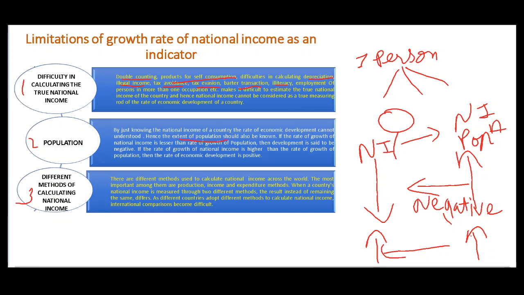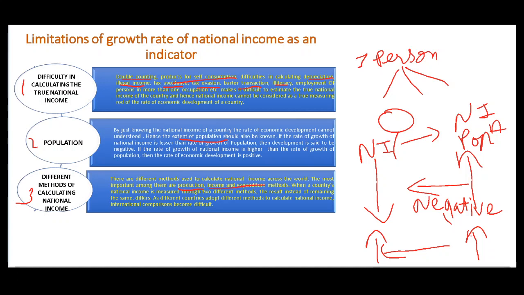Now third point, different methods of calculating national income. There are different methods used to calculate national income across the world. The most important among them are production, income and expenditure method. When a country's national income is measured through two different methods, the result, instead of remaining the same, differs. As a result, as different countries adopt different methods to calculate national income, international comparison becomes difficult.